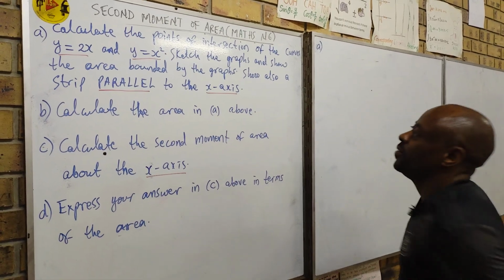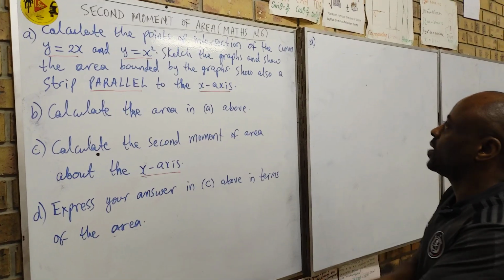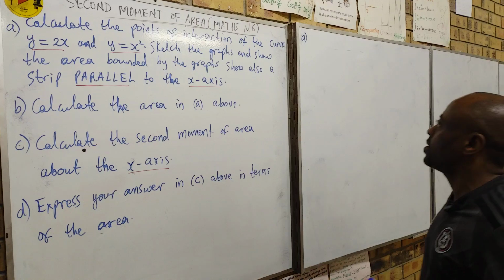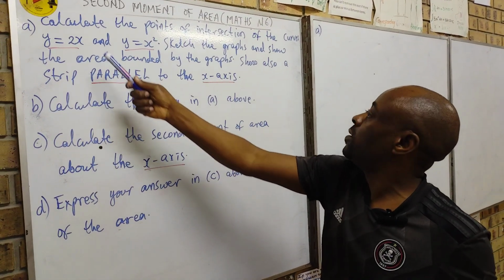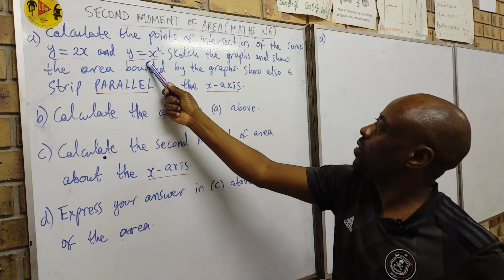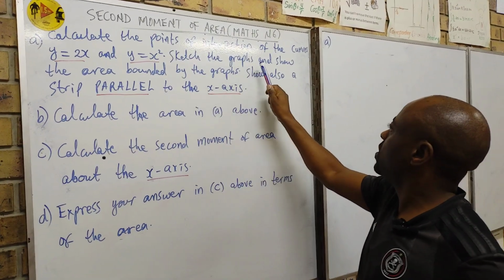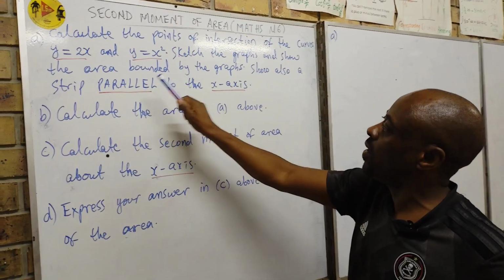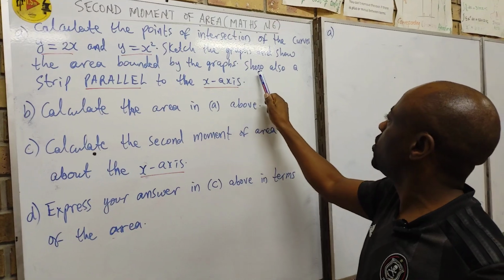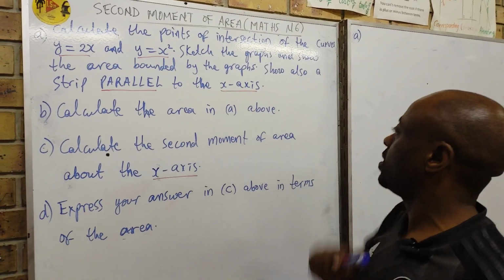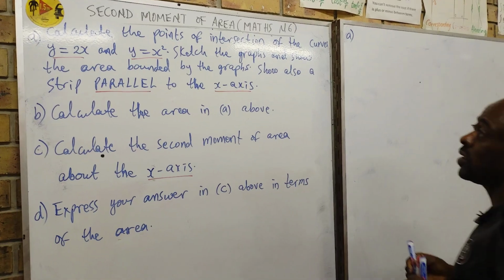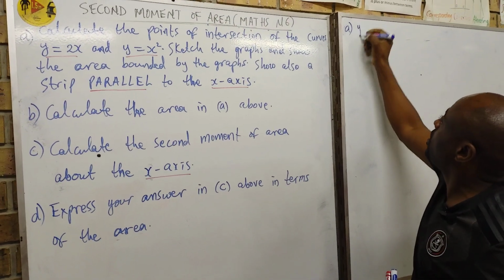Good day, everyone. We are looking at another problem on the second moment of areas for mathematics. So the question reads, calculate the point of intersection of the curves y equal to 2x and y equal to x squared. Then we'll sketch the graphs and show the area bounded by the graphs. Show also a strip parallel to the x-axis. So you see I've underlined the most important things that we need to take note of.